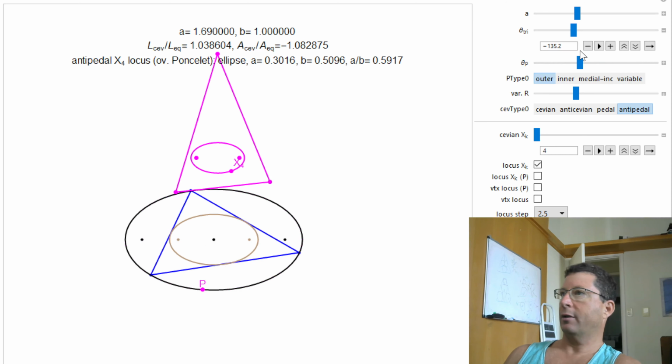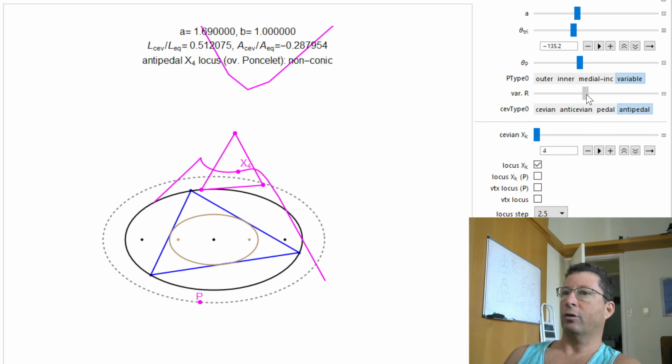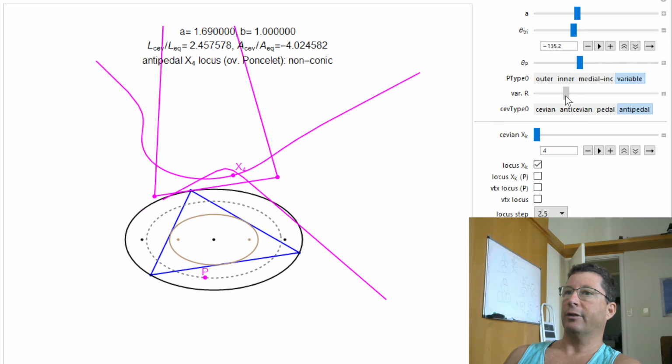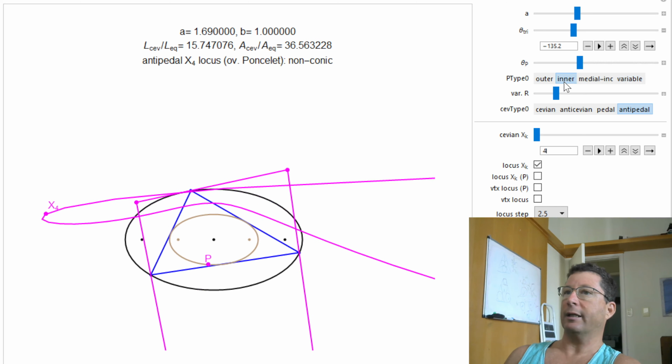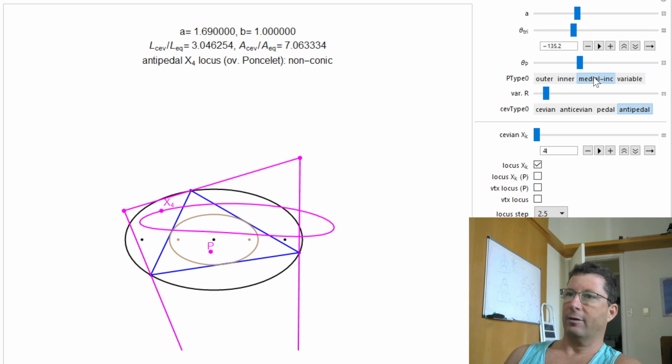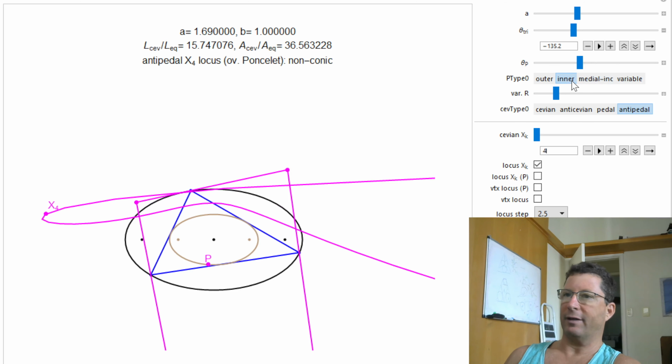What if P is not on the Steiner? What if P is outside the Steiner? It's a non-conic. It's a non-conic in the interior of the Steiner, and it's a non-conic even when P is on the incircle, on the image of the incircle under the affine, right?